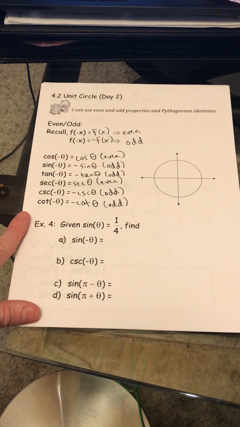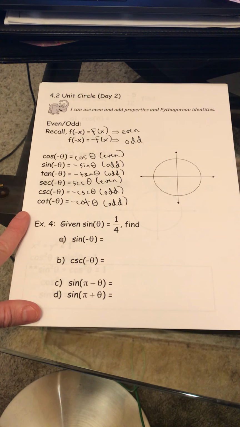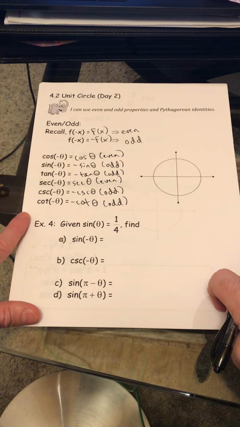I know that in this chapter there is a lot of information that you are really going to need to know. Those reciprocals, even and odd, the quotients, and then towards the end of this set of notes, we'll talk about one other thing.